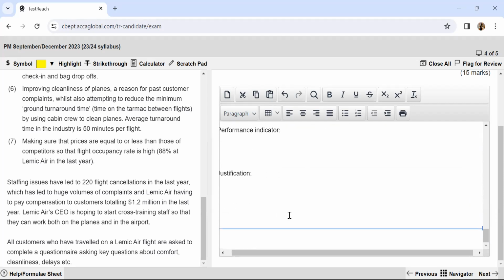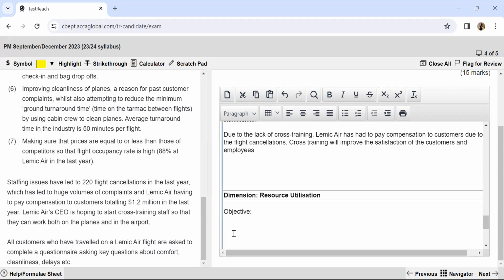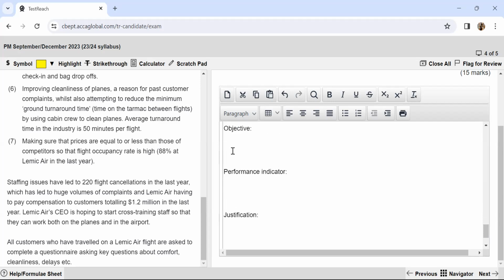And then we have the last dimension of resource utilization. Over here, when it comes to resource utilization, we also saw that the occupancy is lesser. So, making sure that the prices are equal or less than those of the competitors, so that the flight occupancy rate is high. Currently, 88% is the occupancy rate, which means, well, if there are 100 seats in the airplane, 12 seats are going free. So that is why the objective over here will be to increase the average flight occupancy rate.